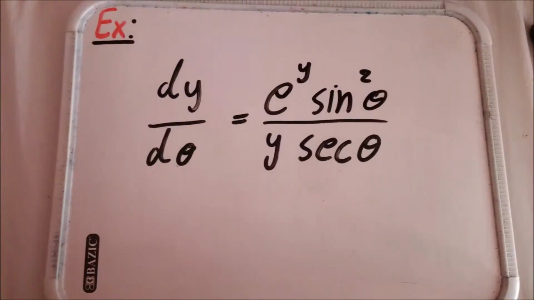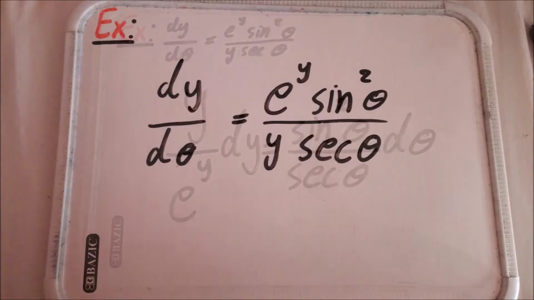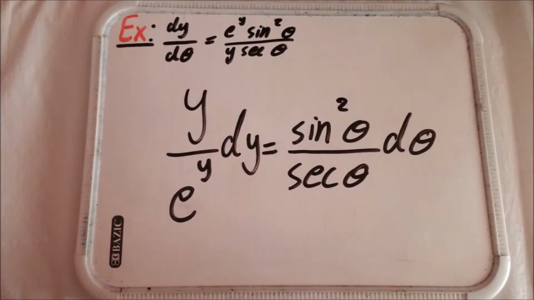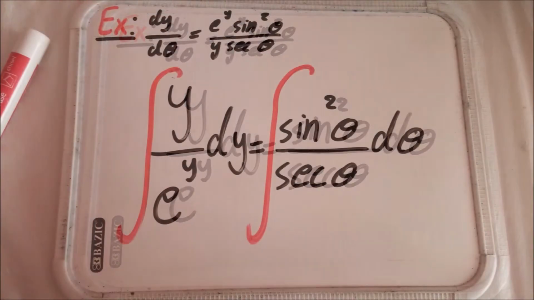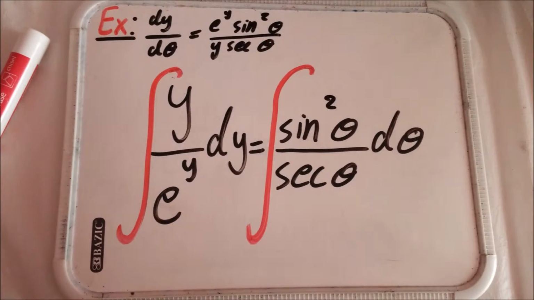The first example that I'm going to solve is this one: dy/dθ equals e^y sin²θ over y secθ. Our first step would be to separate the variables by writing everything with the variable y on the left-hand side and everything with the variable θ on the right-hand side. Then we take the integral of both sides.